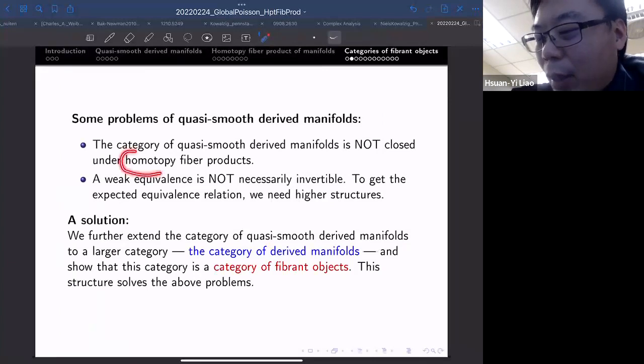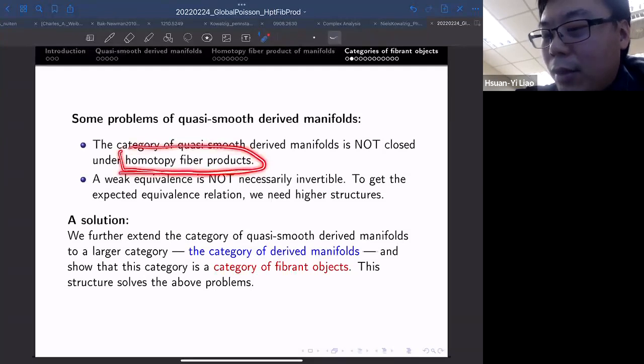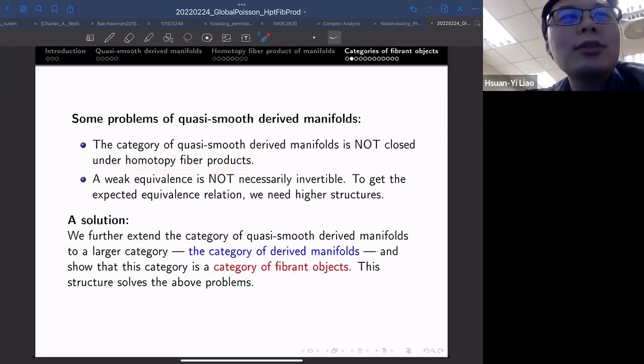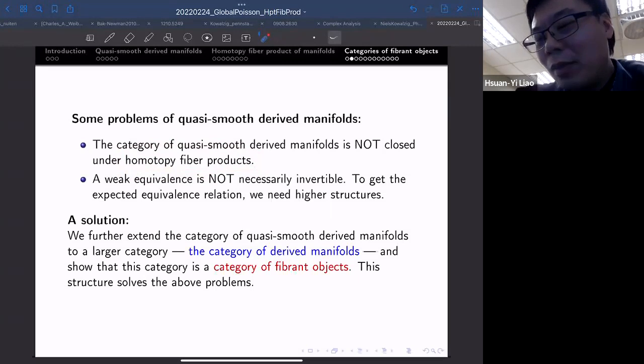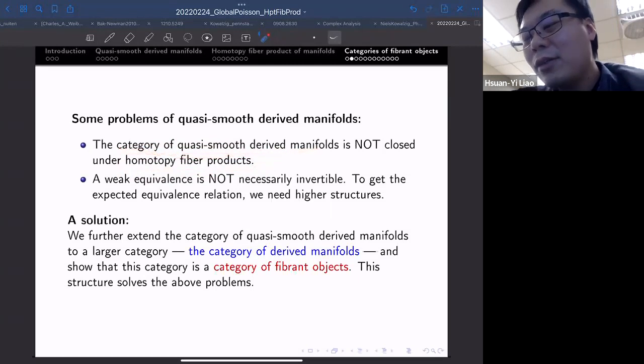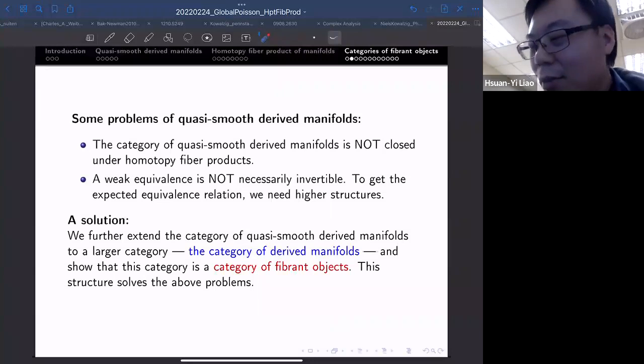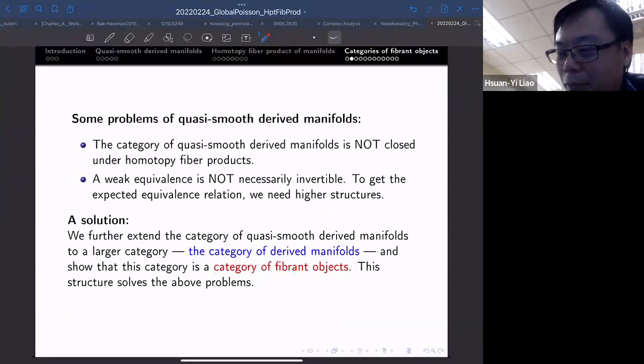So this homotopy fiber product, what I show you is homotopy fiber product of manifolds. And you can also ask what is homotopy fiber product of quasi-smooth derived manifolds. And if you ask that question, then I need even higher structures to answer that question. So in other words, the category of quasi-smooth derived manifolds is not closed under the homotopy fiber product. That's one theoretical question. So this is kind of incomplete in this sense.